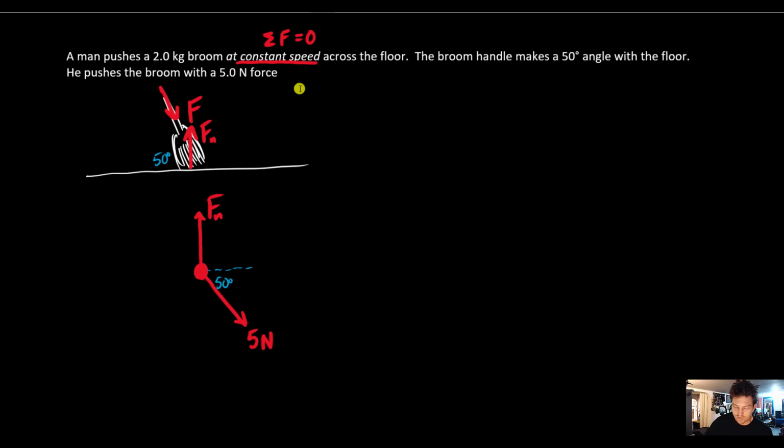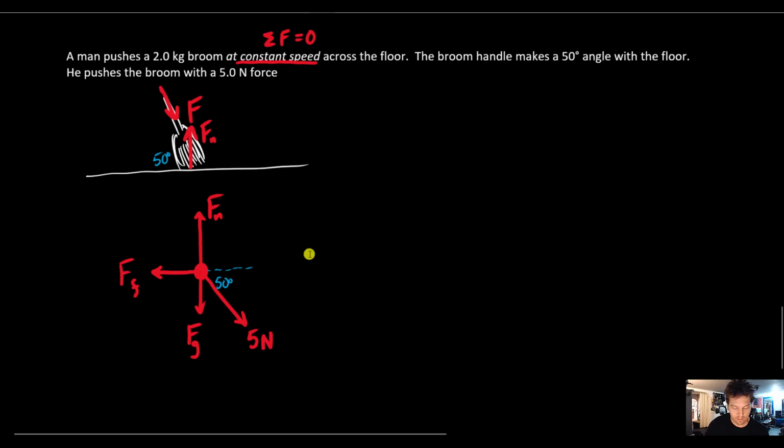This is pushing kind of to the right. So we know there needs to be some friction force, making sure that this stays at a constant speed. So there's going to be a friction force resisting that motion. And then the broom has some mass, so we know there's a force of gravity as well. Okay? So this is what my free body diagram looks like. The length of the arrows might be kind of weird, but that's why we're solving for it numerically.